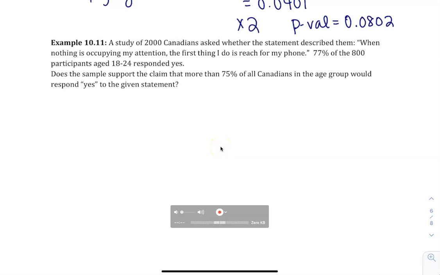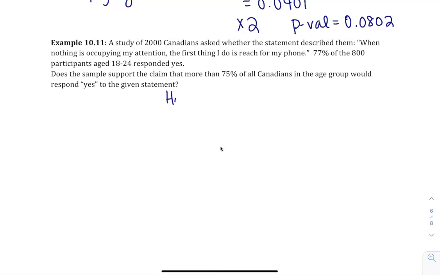We've done enough of the theory behind what's going on. Let's see how we would do this kind of hypothesis test using technology. We've got a study of 2,000 Canadians, and the question is, "When nothing is occupying my attention, the first thing I do is reach for my phone." We found that 77% of the 800 participants aged 18 to 24 responded yes. Do the samples support the claim that more than 75% of all Canadians would respond yes?